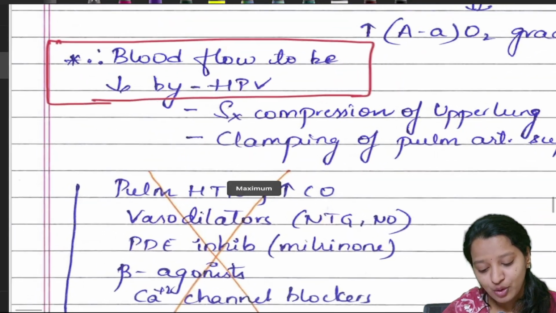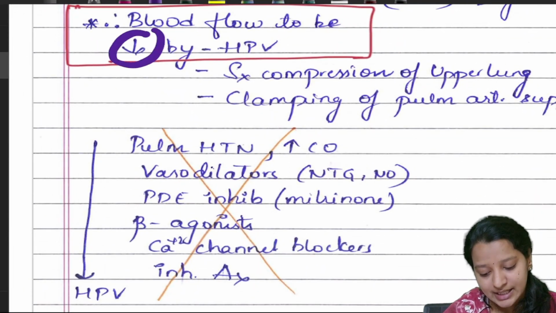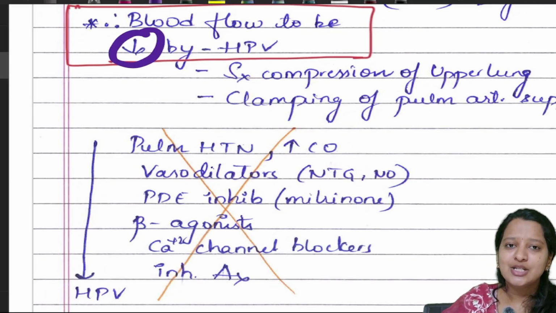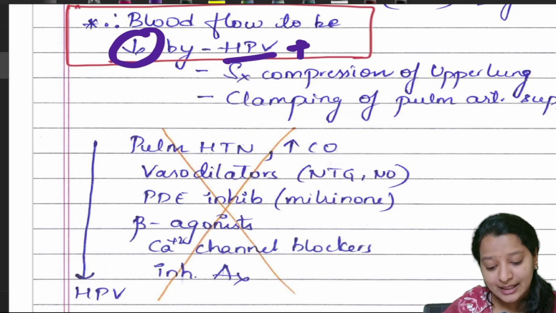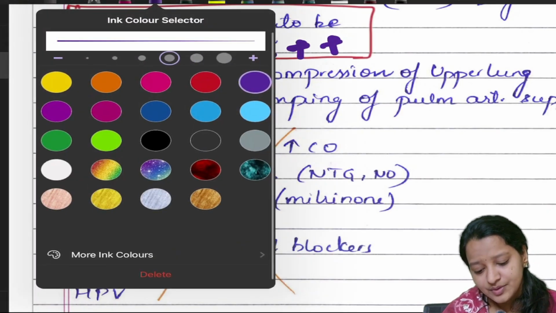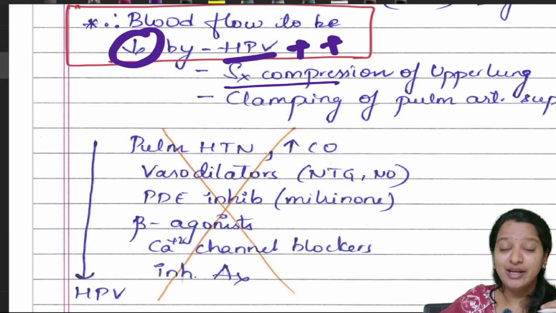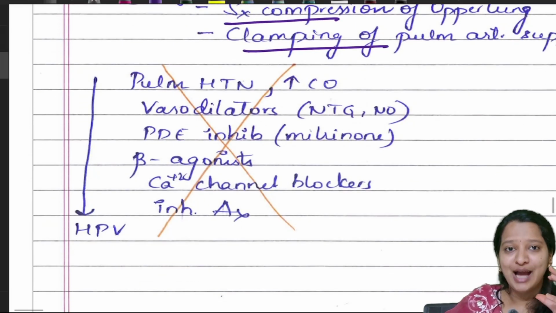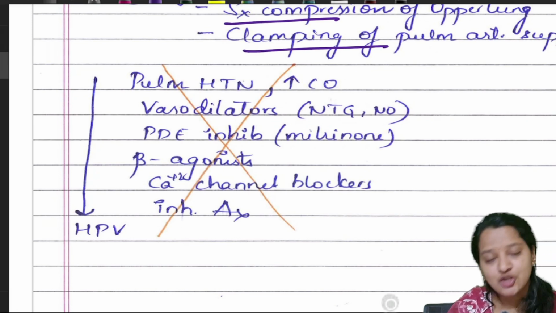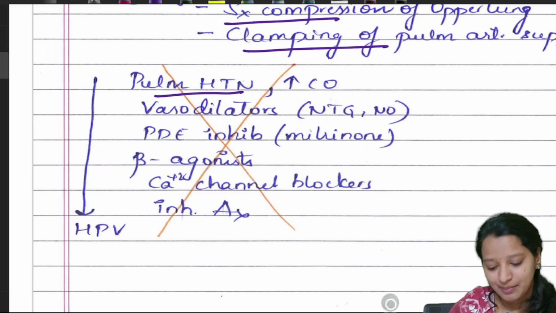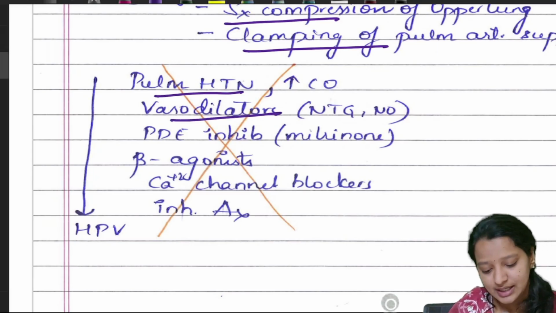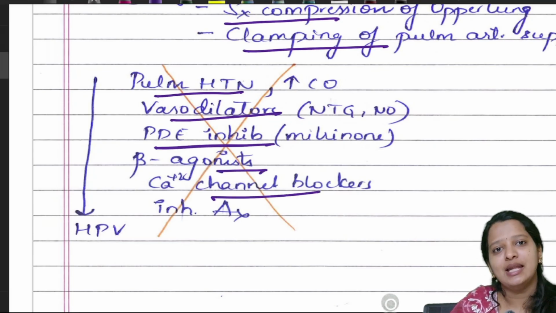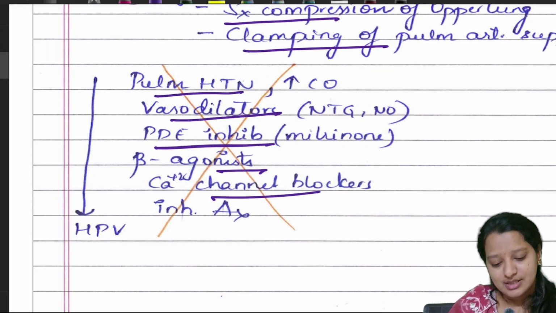So what I have to do for the collapsed lung is decrease blood flow. What are the conditions where the blood flow can be decreased? HPV should be active here, and we can go for surgical compression of the lung or clamping of the pulmonary artery, and we have to prevent decrease in HPV. What conditions do we have to avoid? There shouldn't be any pulmonary hypertension or increase in carbon monoxide. We shouldn't use any vasodilators, PDE inhibitors, beta agonists, calcium channel blockers, or inhalational anesthetics in large quantity.